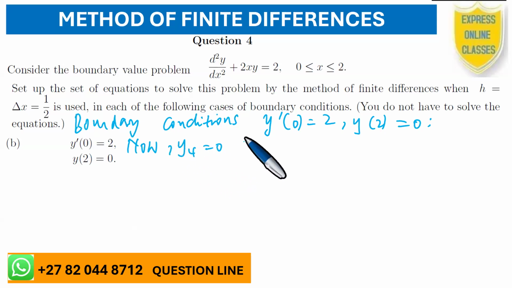y4 is 0, because the last one is 0. But y0, what about y0 like before? y0 is not known in this case. It's not known.